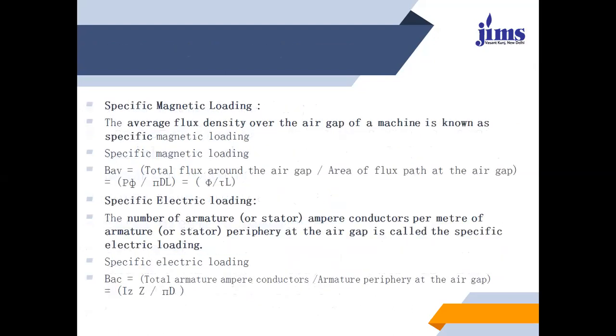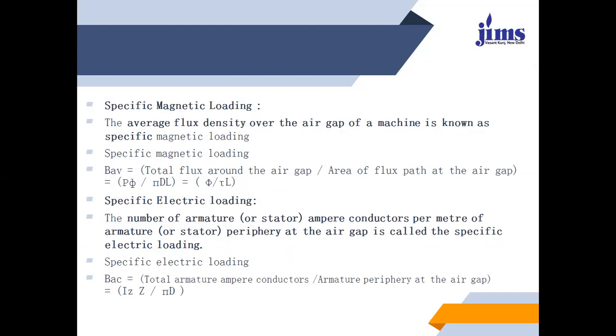Specific magnetic loading: the average flux density over the air gap of a machine is known as specific magnetic loading. It is basically B average, equal to the total flux around the air gap with respect to the area of the flux path at the air gap, means P phi upon pi D L, or phi upon tau L.